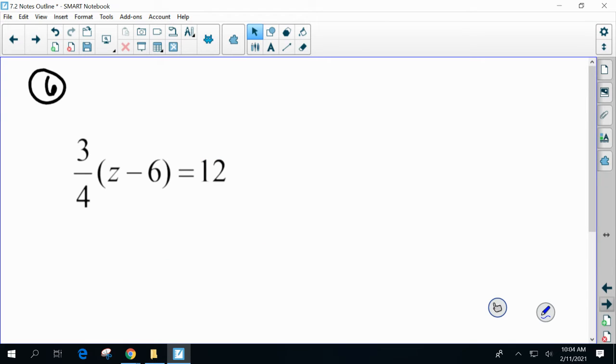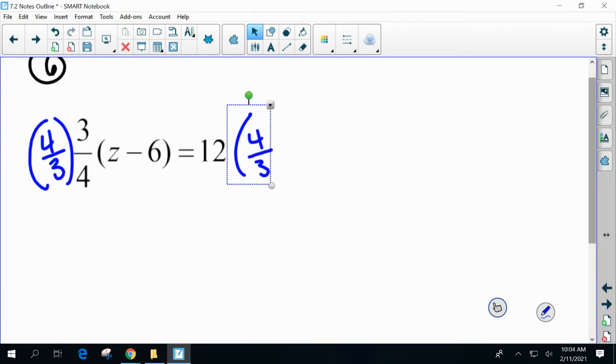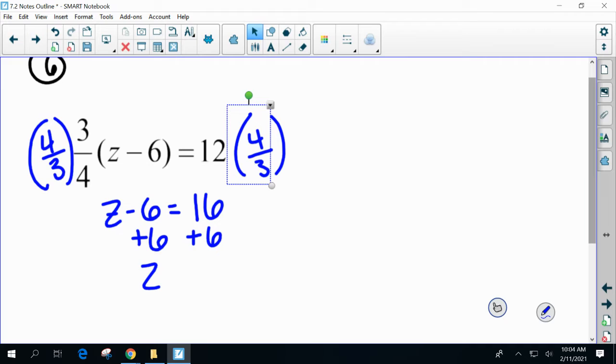Okay, no, I did it right. So number 6, I would start out by doing the same exact thing. I would multiply by my reciprocal. If you want to go ahead and multiply everything by 3/4, you can do it that way. So I would multiply everything times 4/3. So then I would have z minus 6 equals 16. And then now I just have a 1-step equation. So I'm adding 6 to both sides. So z equals 22.